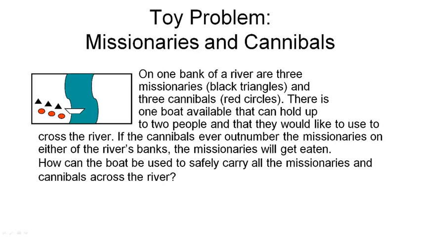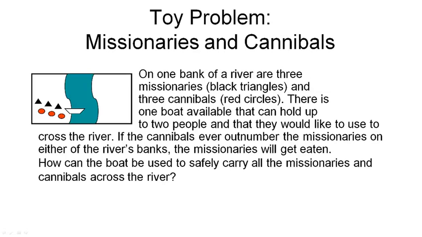In this problem, we have a river, and on one side of the river we have 3 missionaries and 3 cannibals initially. The missionaries are black triangles and the cannibals are red circles here. There is also a boat available, and in this boat can be up to 2 people, and they can use this boat to cross the river.